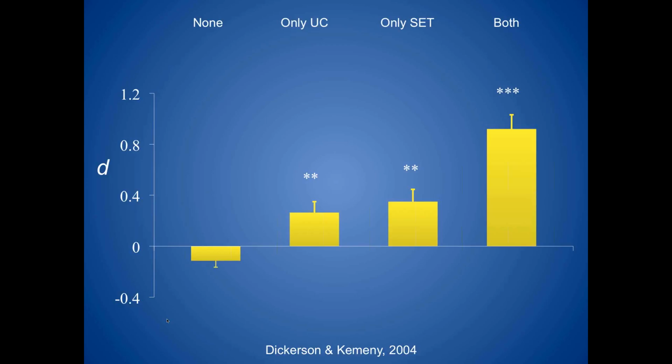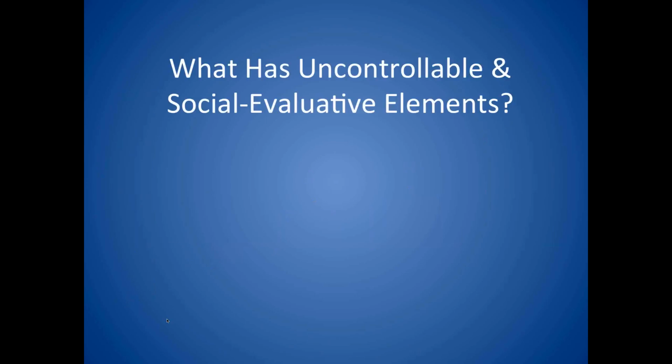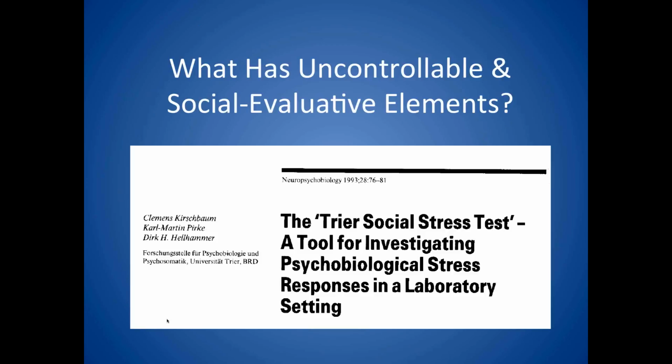Social evaluation and uncontrollability both predicted independently, but where we really see the effect is in their combination. So tasks that had both uncontrollable and social evaluative elements were associated with much larger increases in cortisol than either component alone. So you might be asking, well, what task has uncontrollable and social evaluative elements? A really good example of this is the Trier Social Stress Test that's used pervasively in the stress reactivity literature.